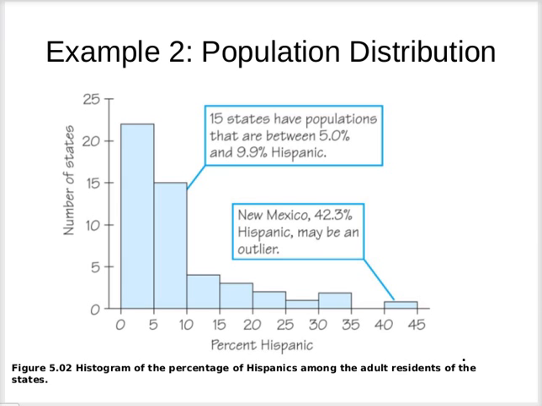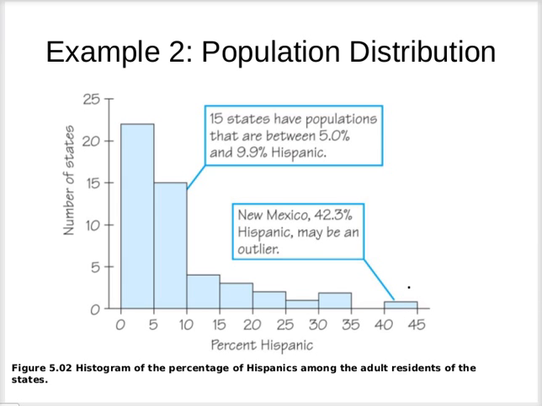So a few things to notice here. We've got 15 states that have populations between 5% and 9.9% Hispanic, so this is the same bar that I drew on that other histogram. And again, we've got the gap here and just the one state with 42.3% Hispanic population. And this chart says that may be an outlier. An outlier is a point of data that's kind of far away from all of the other data we see. So we've got this gap and just this one state over here. So we call that an outlier.